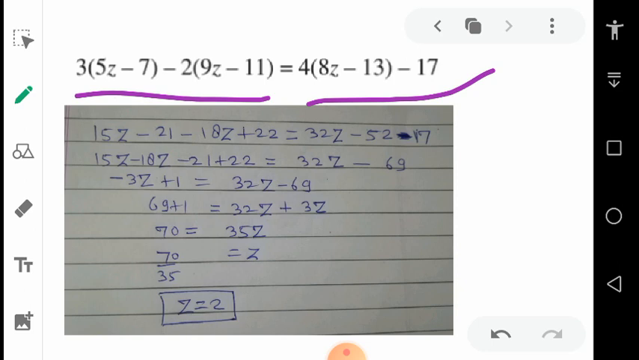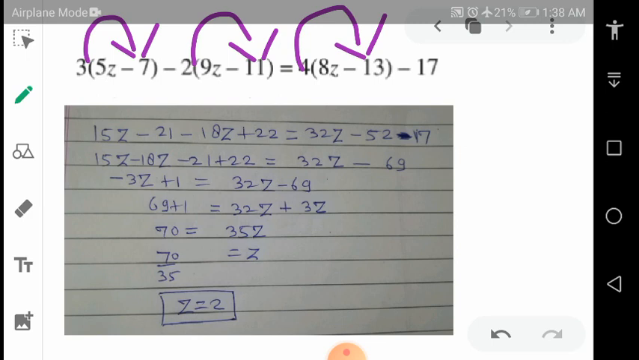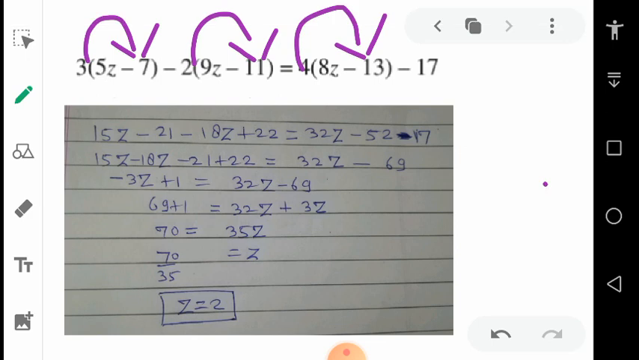So 3 is multiplied by the bracket, it becomes 15z minus 21, as this 3 is multiplied by all the quantities inside the bracket. Similarly 2 is multiplied by these quantities, 4 is multiplied by both these. So step by step we will have the first line, then after simplifying, one by one we get 70 upon 35 equals z, and obviously z is 2. So we have got that z is 2.